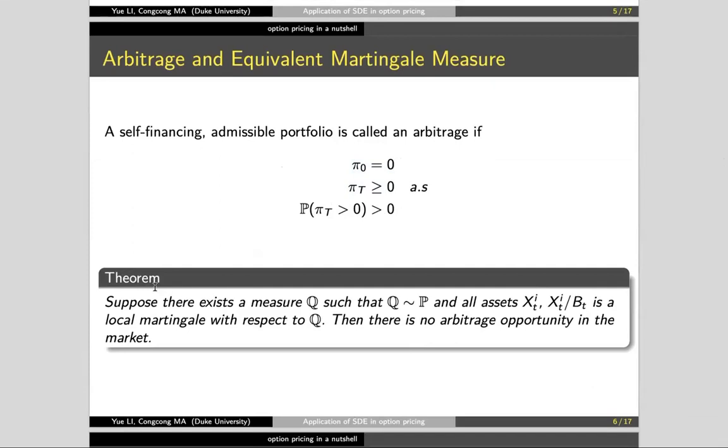And here's our theorem. If there exists an equivalent measure Q, such that for all assets, X_t divided by our baseline asset B_t becomes a local martingale with respect to Q, then there's no arbitrage opportunities in this market. The basic idea of this theorem is that the no-arbitrage property is an almost sure property. So you can basically choose whatever convenient measure you want to work with. And if you can find a measure where everything becomes a martingale, then starting with 0 capital, you cannot get a free lunch at capital T.